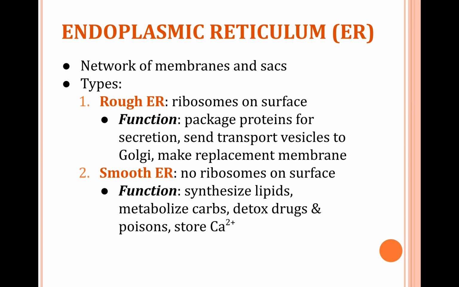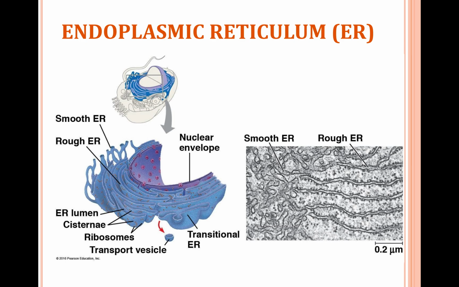Another important feature of the smooth ER is to be able to store calcium. This is especially important in muscle cells for muscle contraction, and these smooth ER are actually called sarcoplasmic reticulum in muscle cells. Here's a diagram showing the rough ER and the smooth ER.